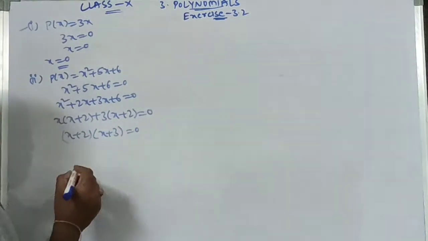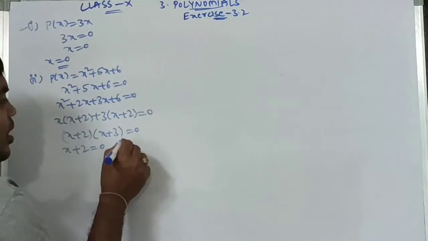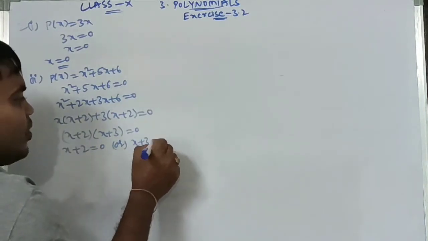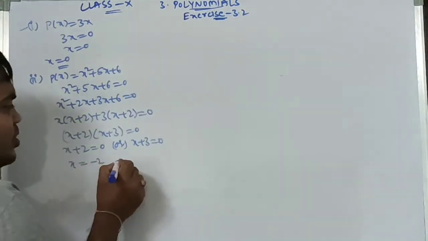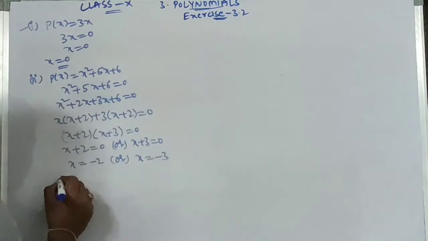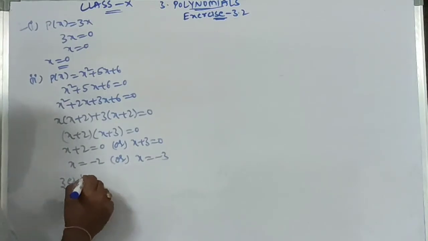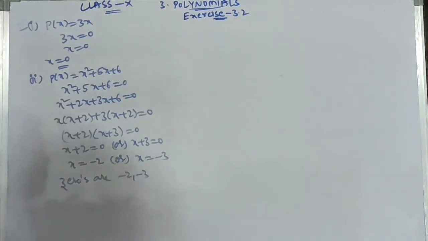So the product is 0. Either of them should be equal to 0. x plus 2 equal to 0 or x plus 3 equal to 0. Bringing plus 2 outside, x equal to minus 2 or x equal to minus 3. So the zeros are minus 2, minus 3. So minus 2, minus 3 are the zeros of this polynomial P of x equal to x square plus 5x plus 6.